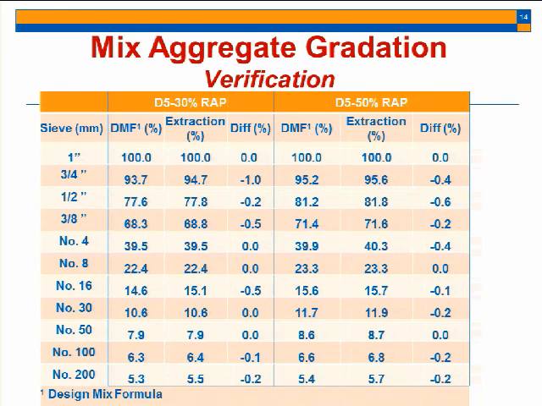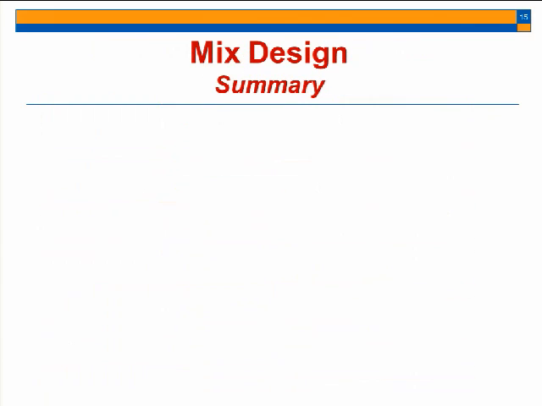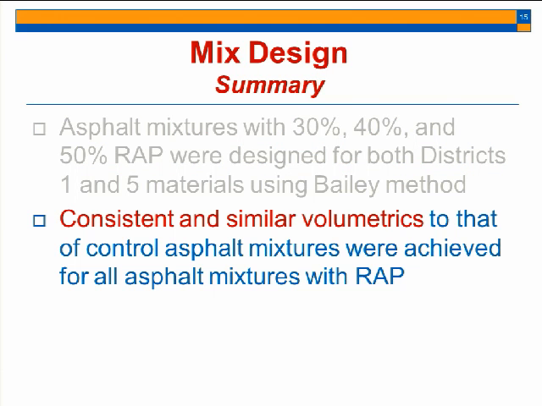For District 5 RAP mixtures, these differences even went down. So I guess this is the reason that we were able to use the Bailey estimation sheets effectively, that whatever we are putting into it is actually there in the RAP. So to summarize the mix design phase, the asphalt mixtures with 30, 40, and 50% RAP were designed using the Bailey estimation sheet with good and consistent volumetrics.